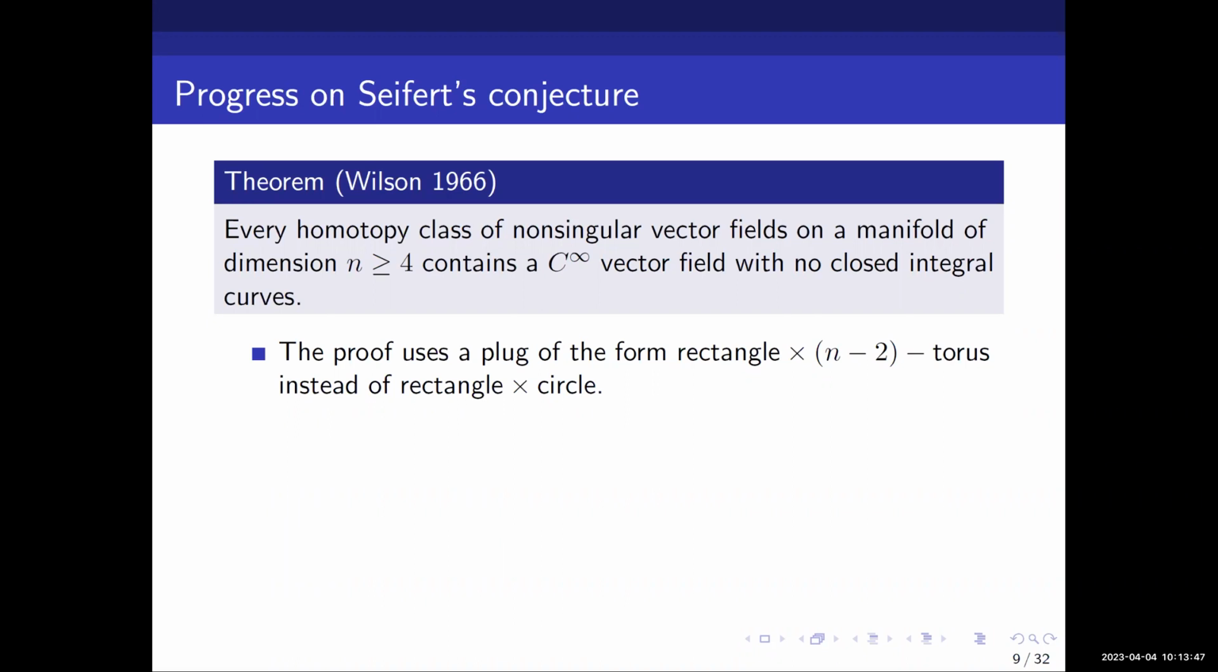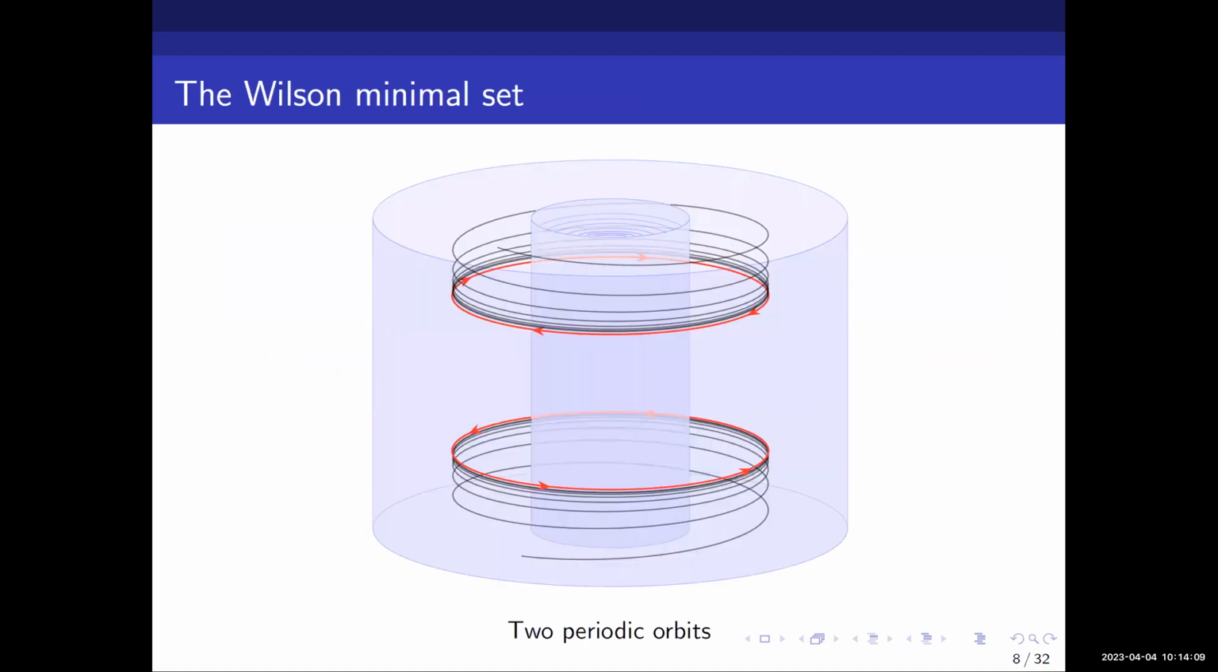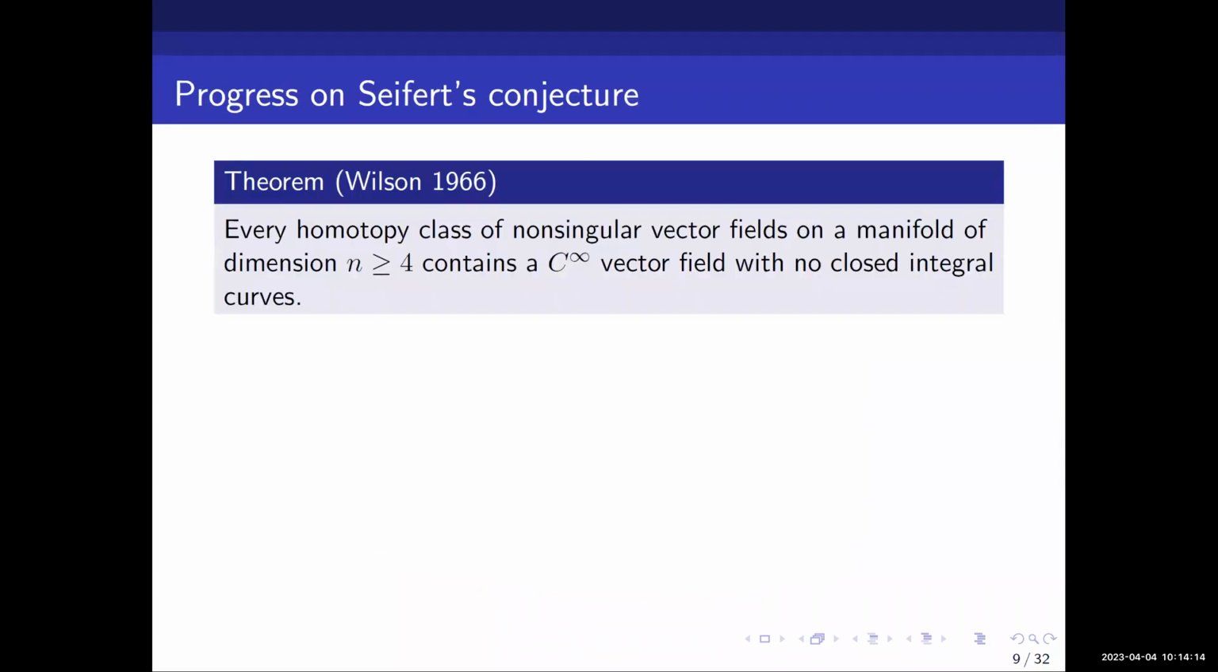So using plugs of such shape in higher dimensions, Wilson was actually able to disprove the Seifert conjecture for dimension greater than or equal to 4. And what he did is he funneled those orbits that are collecting. So you see in dimension 3, the orbits are collecting on these circles. In dimension 4, they're going to collect on 2-tori. And then you funnel those into irrational flow on the torus, which will never escape. So you have enough wiggle room that you can break periodic orbits.